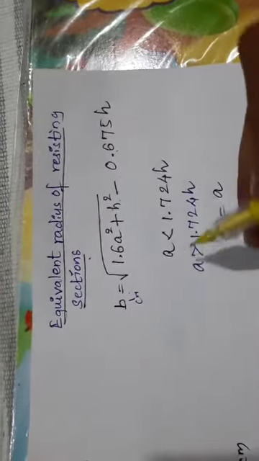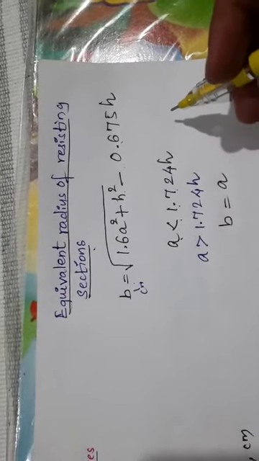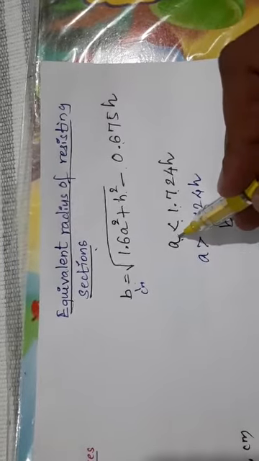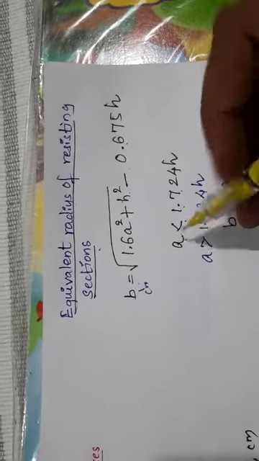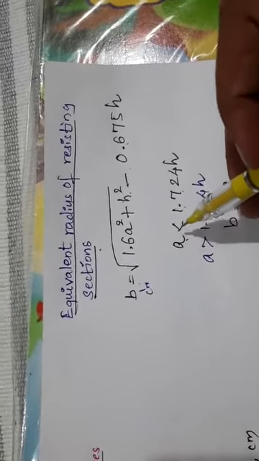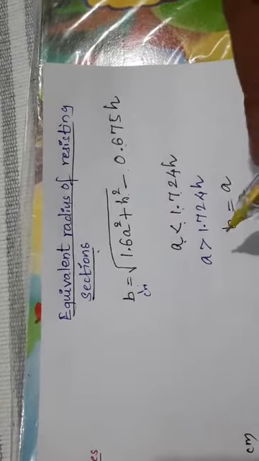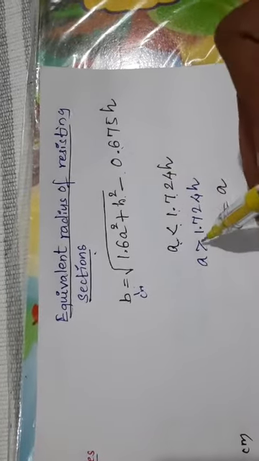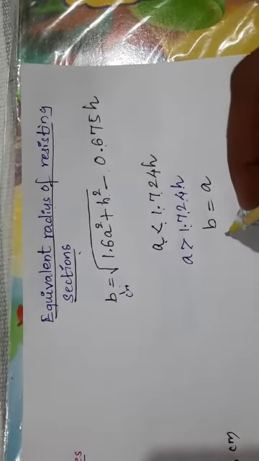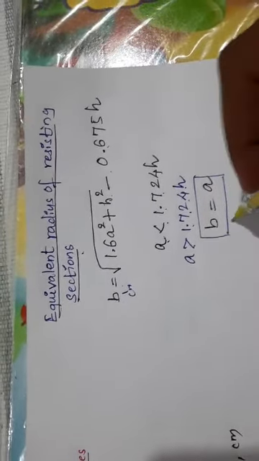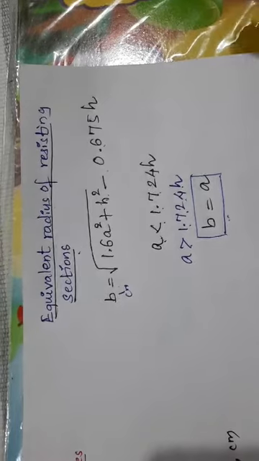but when a is less than 1.724 h. What is a then here? a is nothing but the radius of wheel load distribution, which is given in centimeter, and h is obviously the slab thickness. But when a is greater than 1.724 h, in that condition b is equal to a. Nothing but the radius of resisting section is equal to the radius of wheel load distribution.